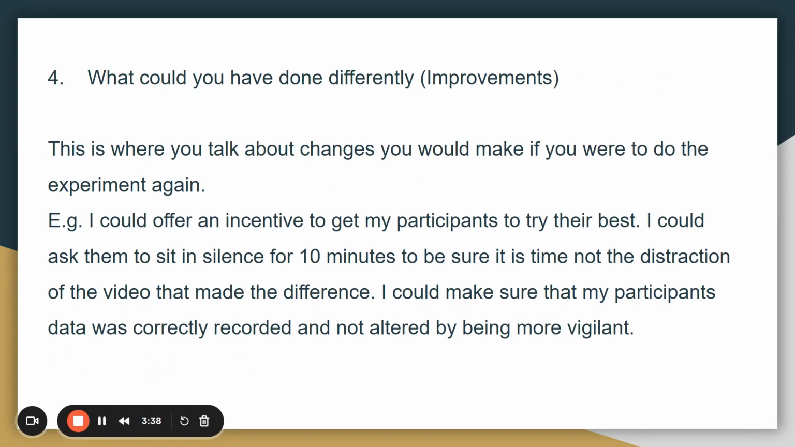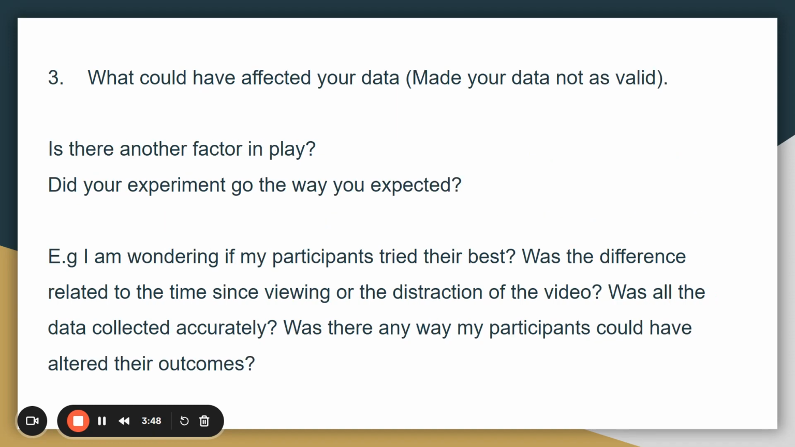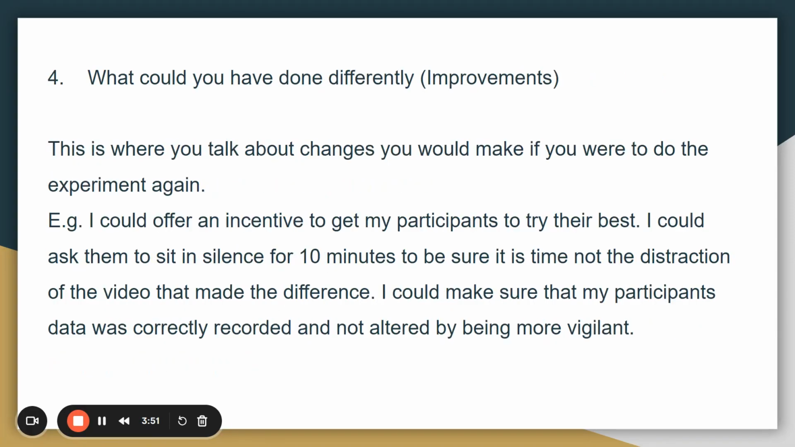What could you have done differently? So this is where we can talk about the changes you would make if you were to do the experiment again. So to try and account for the things that could have affected our data, we could write things here. E.g., I could offer an incentive to get my participants to try their best. I could ask them to sit in silence for 10 minutes to be sure it is the time, not the distraction of the video, that made a difference. I could make sure that my participants' data was correctly recorded and not altered by being perhaps more vigilant, watching more carefully what they were doing.